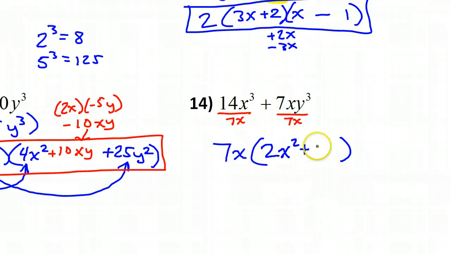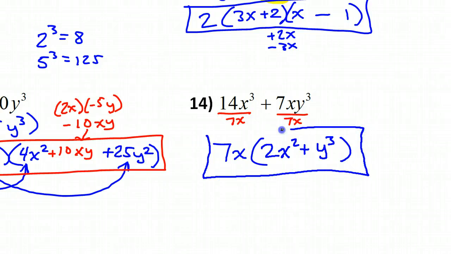Alright, this is a binomial. It's not the difference of two squares, which is one way that we can factor a binomial, and it's not the sum of two cubes. This is not a cube, 2 is not a cube. So this cannot be factored any further. A lot of kids will try to factor this more, but you can't. That's the answer.